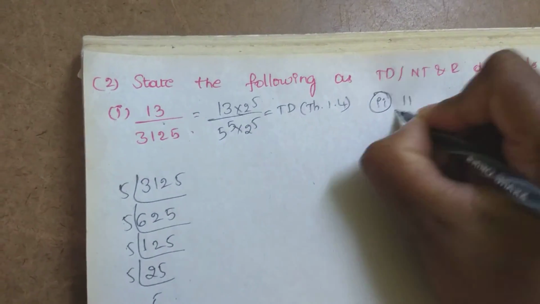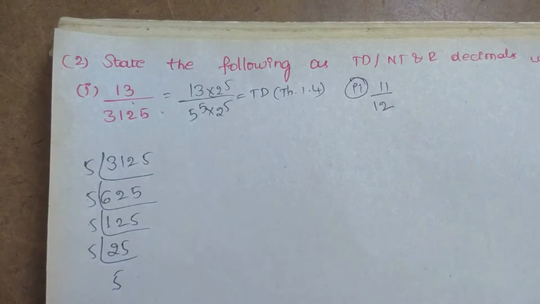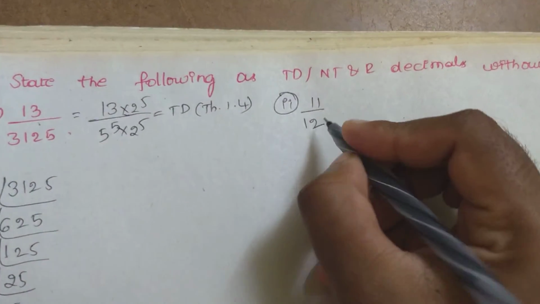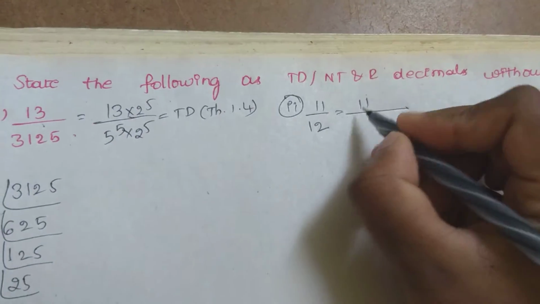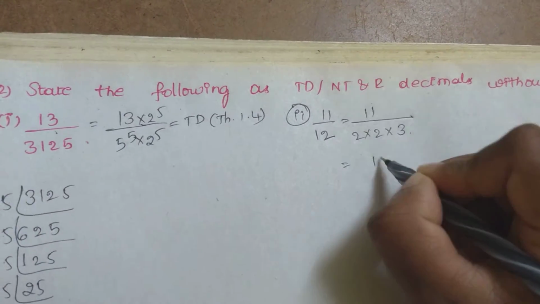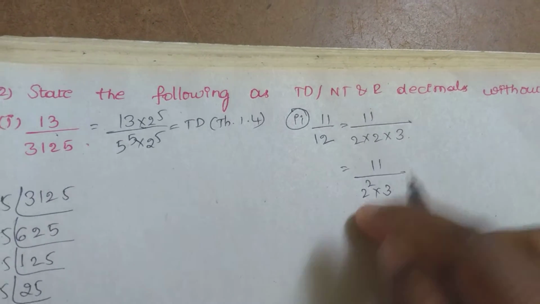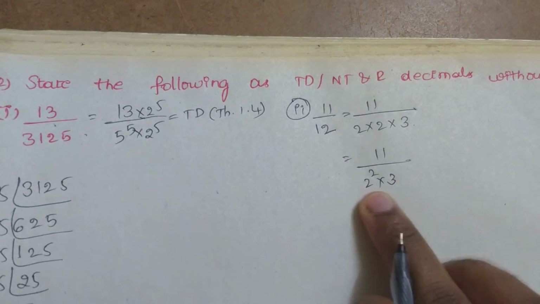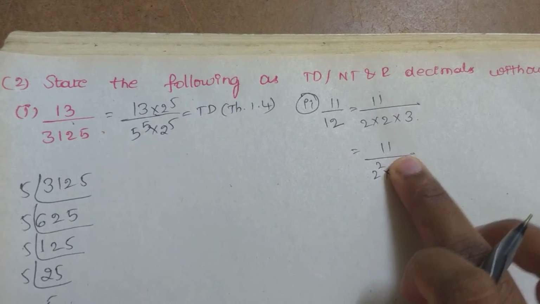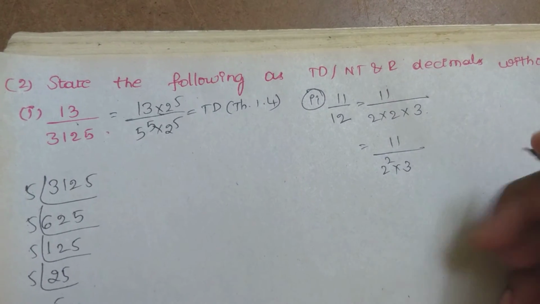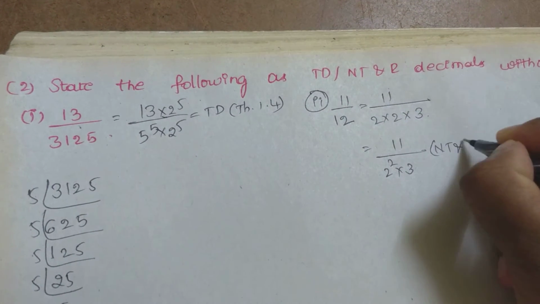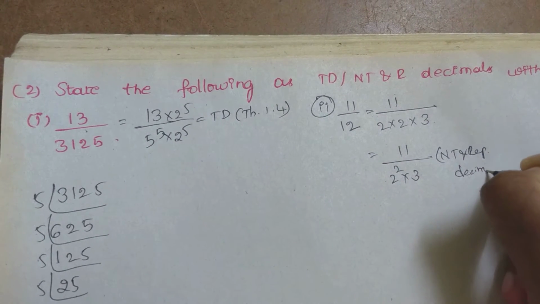Sub question 2, 11 by 12. So let us solve this. 11 by 12 can be written as, 11 is a prime number, so we need not find its factors, 2 into 2 into 3. So here 11 by 2 square into 3. Here the denominator should only be in the form of 2 power n into 5 power m. So here 3 is also there. So whatever the resultant decimal you will get, it is not terminating. Hence it is a non-terminating and repeating decimal as per theorem 1.4.